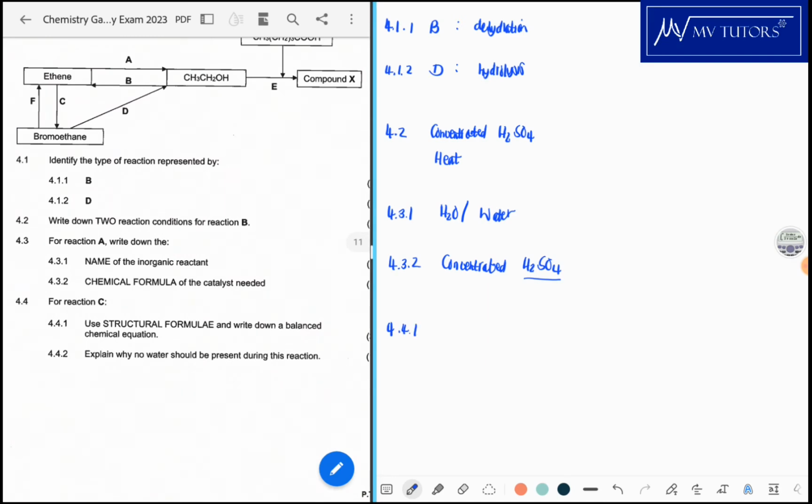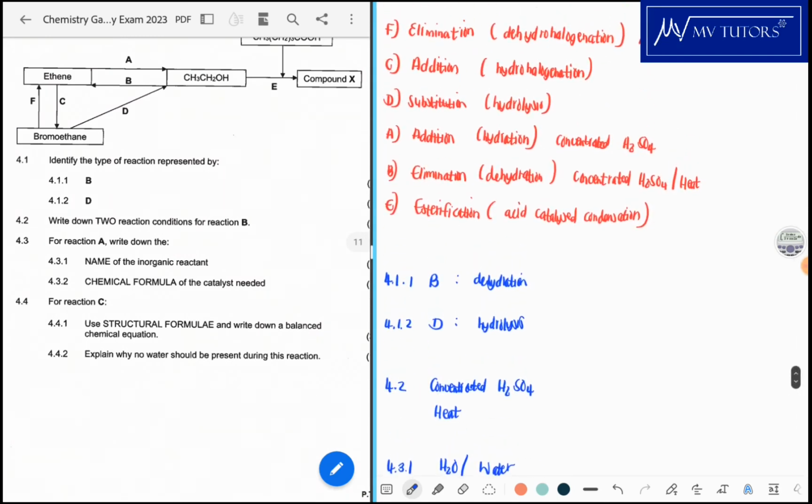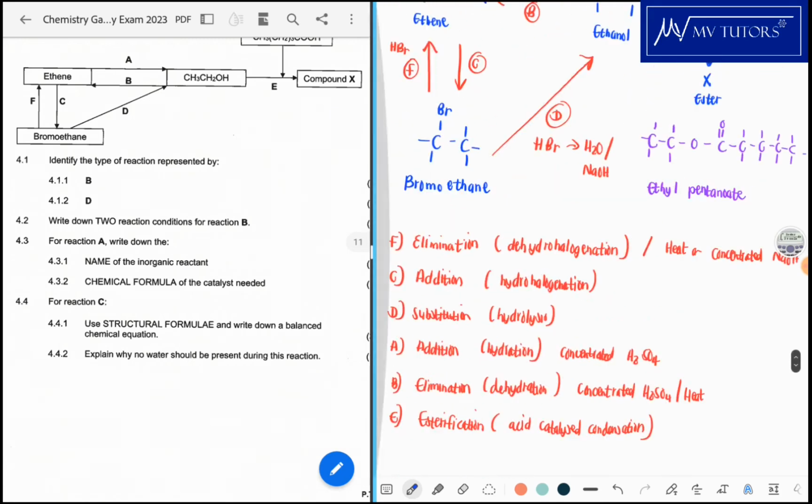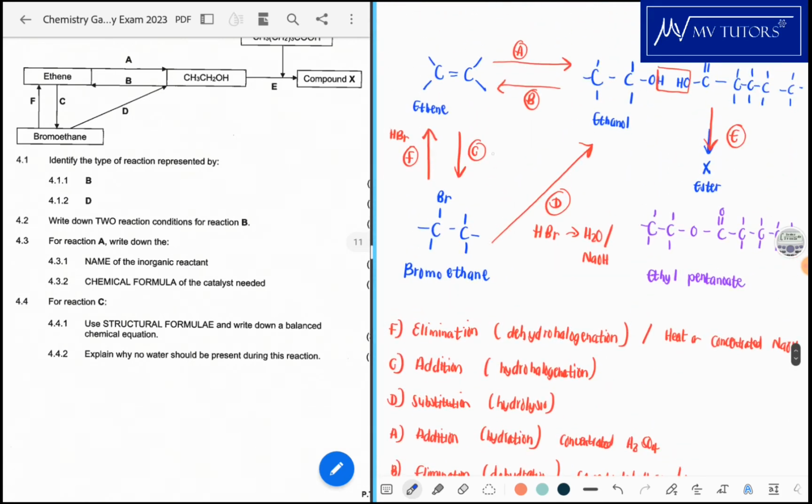All right, now 4.4.1, for reaction C, what happened with C? We have an addition reaction, hydrohalogenation. Okay, so use structural formulae and write down a balanced chemical equation. So this is now for reaction C. We're going from ethene. We already sketched out how ethene looks, but please this time put the H atoms, hydrogen atoms. So we have ethene there, and remember we are adding, remember from bromoethane to ethene we eliminated hydrogen bromide, but the reverse is adding hydrogen bromide.